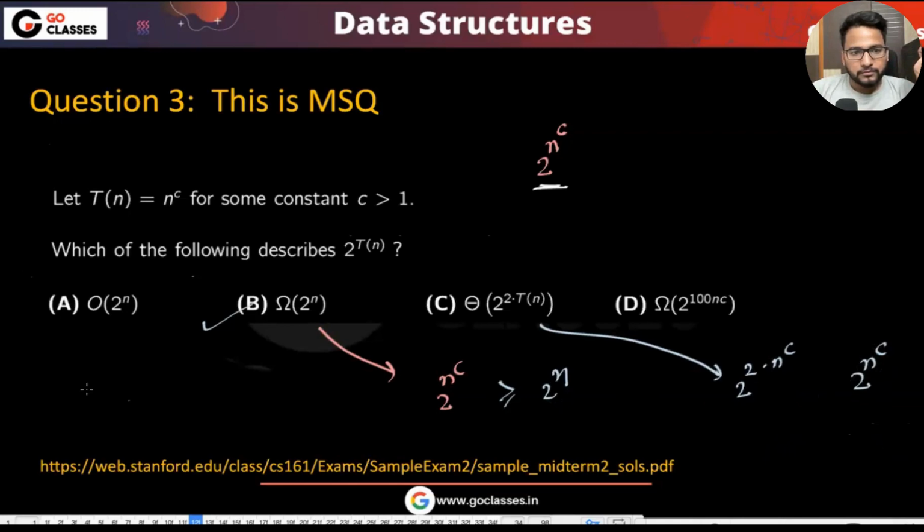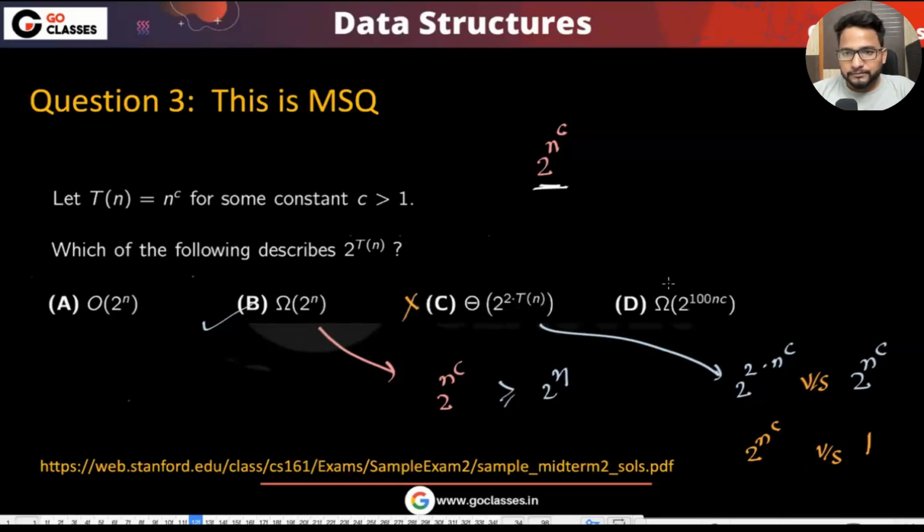Just divide this number, 2 power n power c, on both sides. This will be just 1, isn't it? So these are not equal. In fact, this is strictly greater. So these are not equal. Is this okay to everyone? Let me know. Okay, I hope that is right. So that's why this is false.